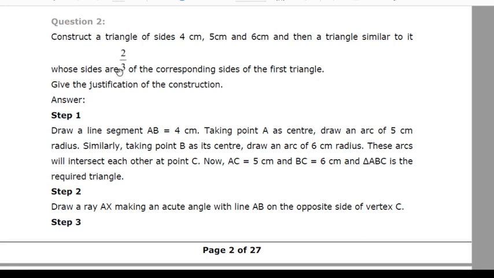It means suppose the side of the first triangle is 3, then the side of the next triangle is 2. Now the first triangle is bigger and the second triangle is smaller. You see 3 is the bigger value and 2 is smaller. So this we have to do in the triangle. Very simple. First we have to construct it, then after that we have to do the justification of it.